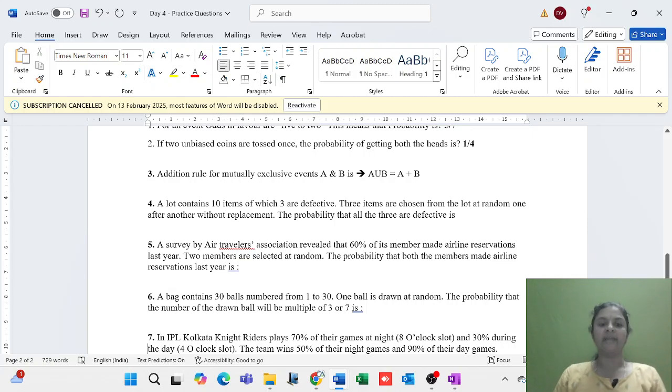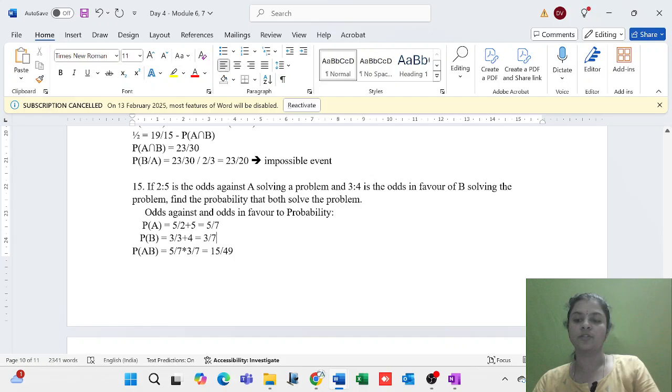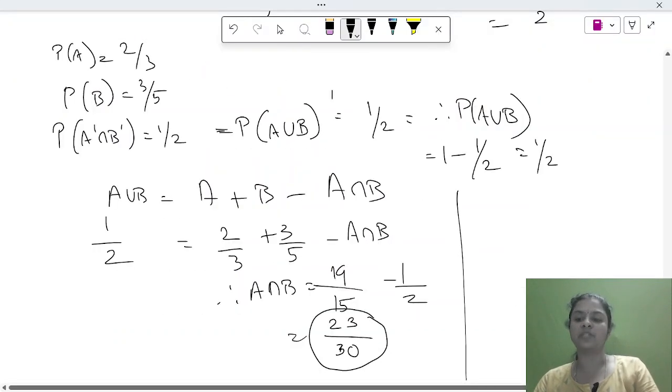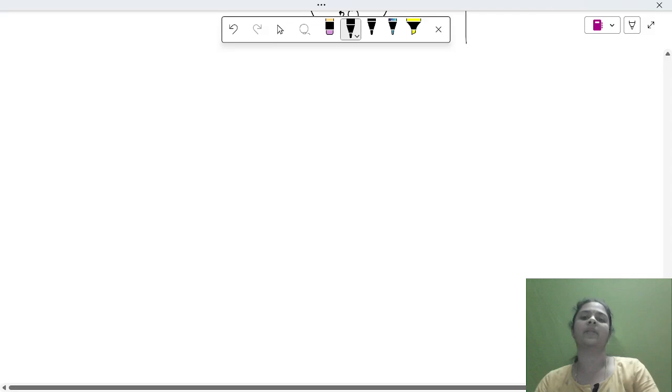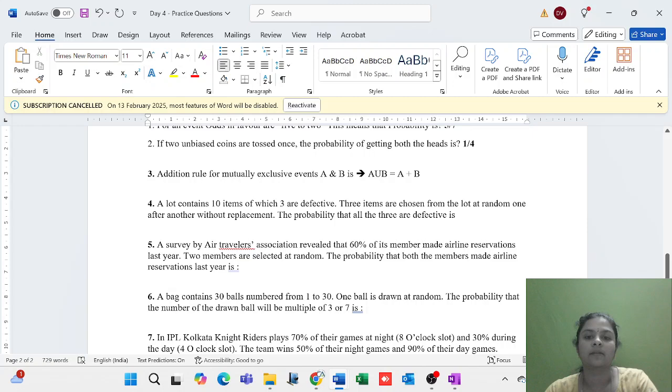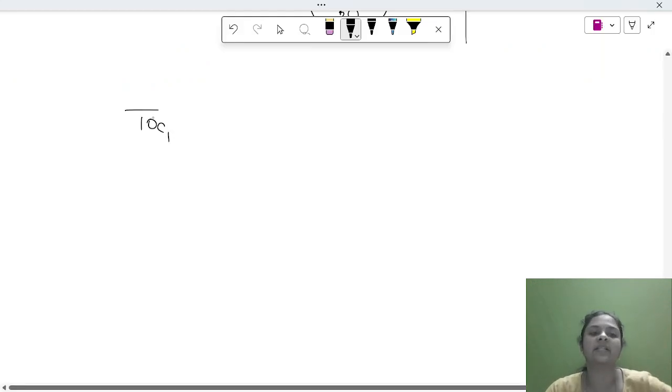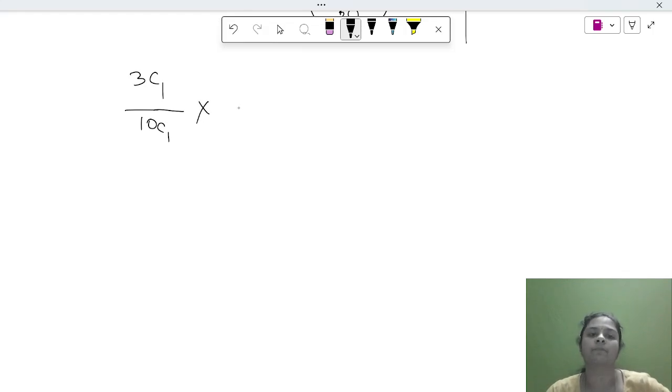Next, a lot contains 10 items of which 3 are defective. 3 items are chosen from the lot one after the other without replacement. Probability that all the 3 are defective. So, without replacement, the outcomes will keep reducing for every activity. Now, the first item I am going to take out of 10. I need one defective. So 10C1 is the denominator. And I need one defective, so 3C1 by 10C1.